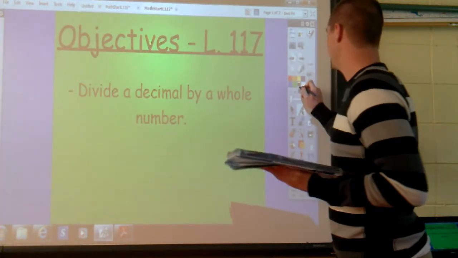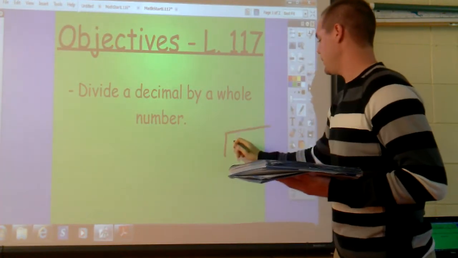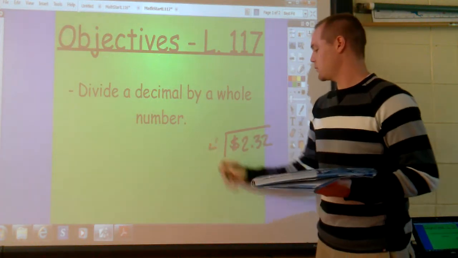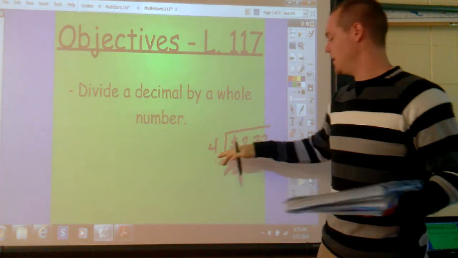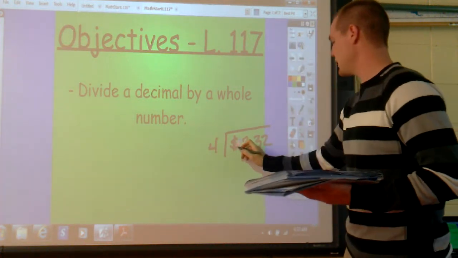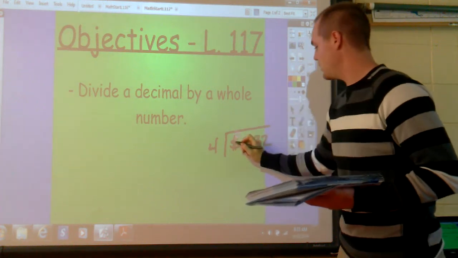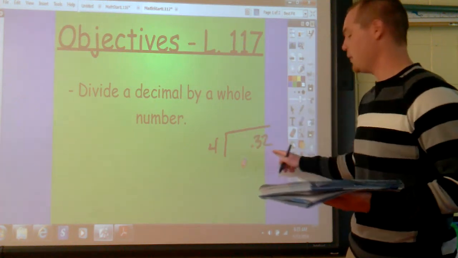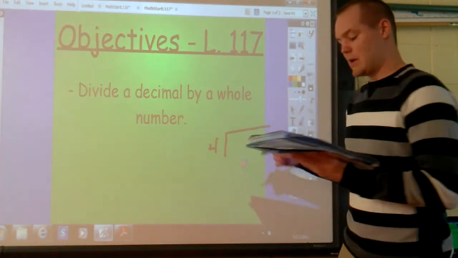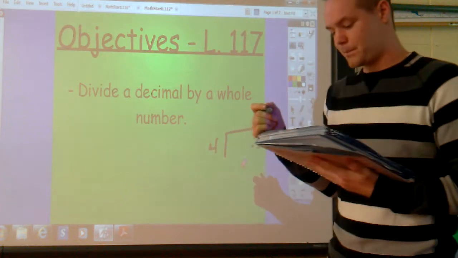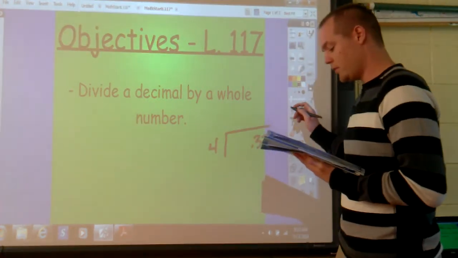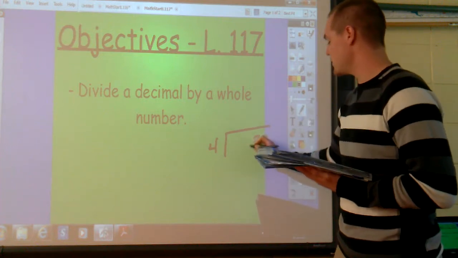We'll leave it here for now. We've divided amounts of money by whole numbers. We're splitting $2.32 up into 4 equal groups. We've done that. We're just going to basically eliminate the dollar sign and then maybe switch up the amount of decimal places. Maybe sometimes we won't have a whole number in there. It says the decimal point in the quotient is directly above the decimal point inside the division box.